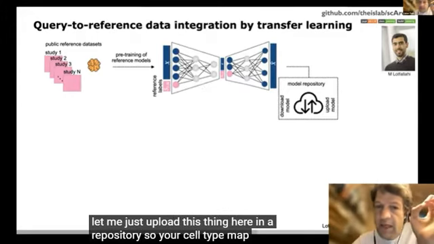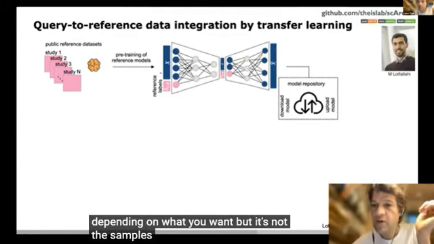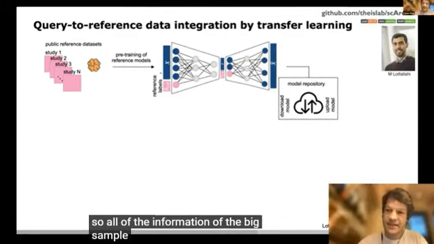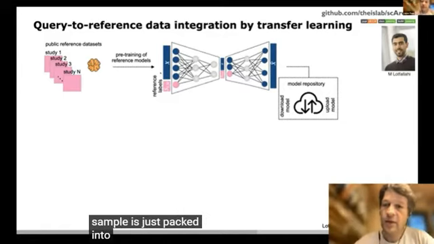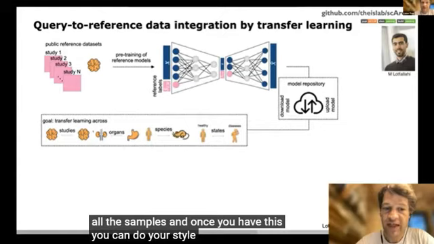So your cell type map is just the encoder, or maybe the decoder, depending on what you want, but it's not the samples. So all of the information of the big sample is just packed into that model. And that's super useful, because then you can just throw away all the samples. And once you have this, you can do your style transfer.